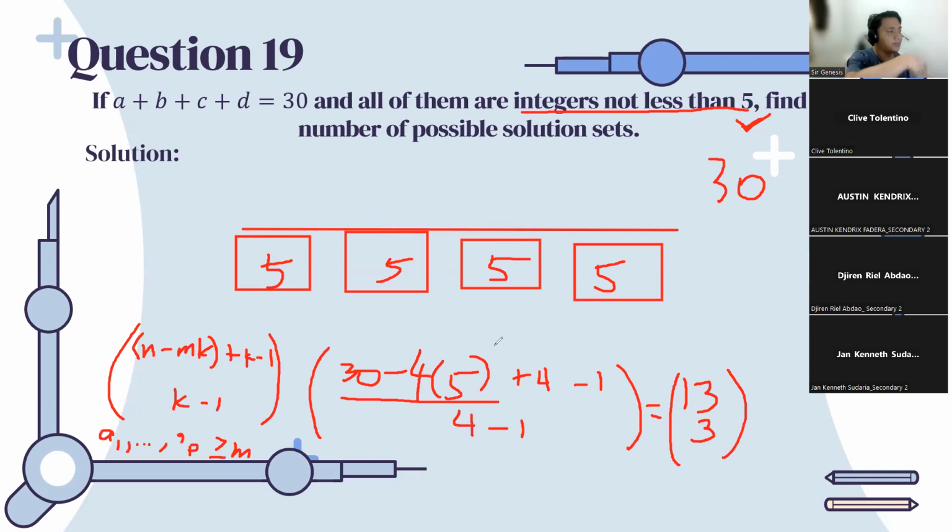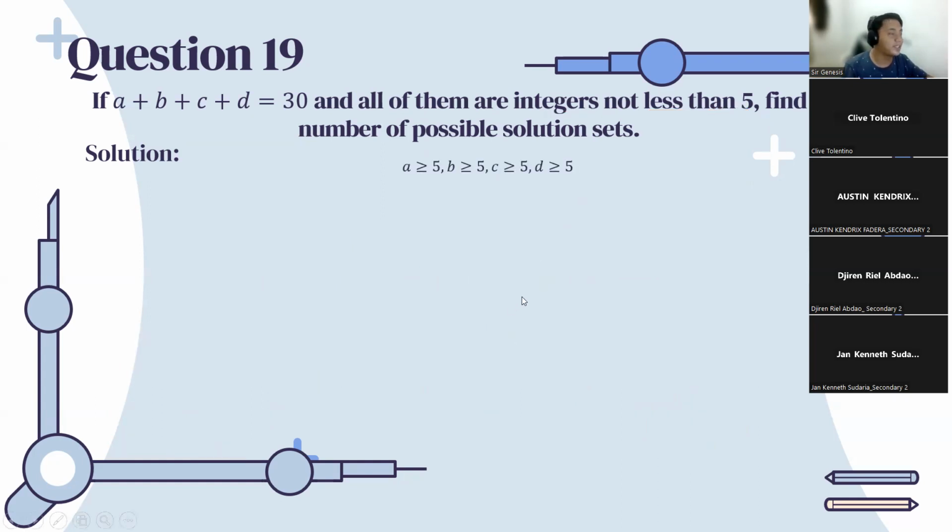But you can also do this if it is specific, like if A is greater than 5 and B is greater than or equal to 3, you can just distribute the enough value and then just use stars and bars. I hope they will give us that kind of problem, so you will see how the application of stars and bars works for those other problems. But for now, this is how you solve number 19.